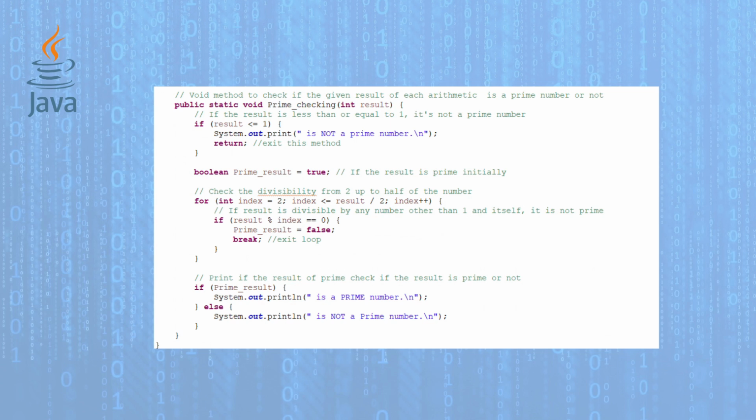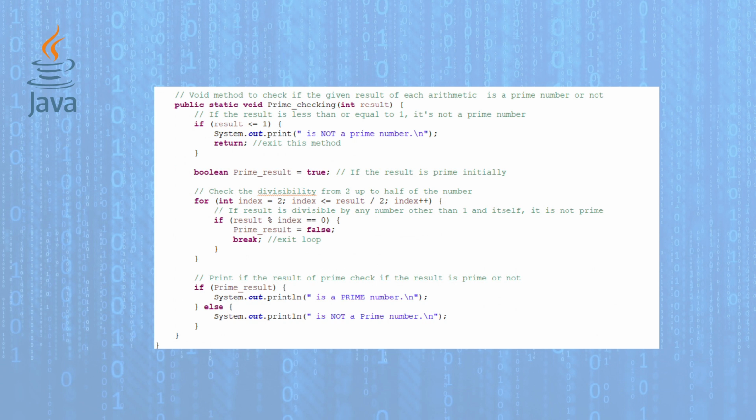Now, let's move on to the primeChecking method, which is a void method used to check if a given result is a prime number. First, it checks if the number is less than or equal to 1. If it is, the program immediately prints that the number is not a prime number and exits the method using return.